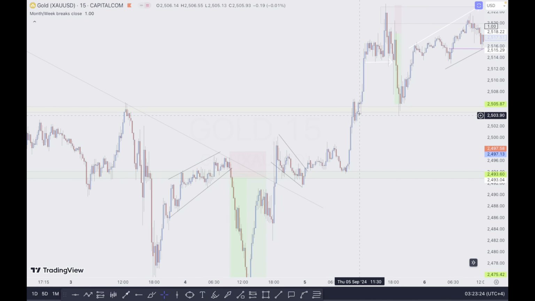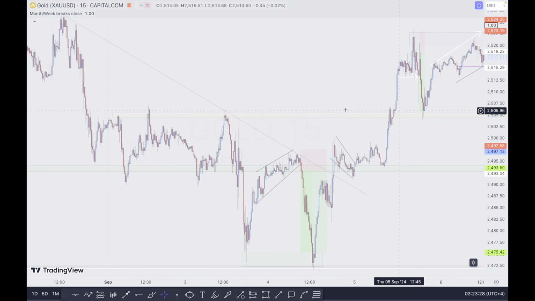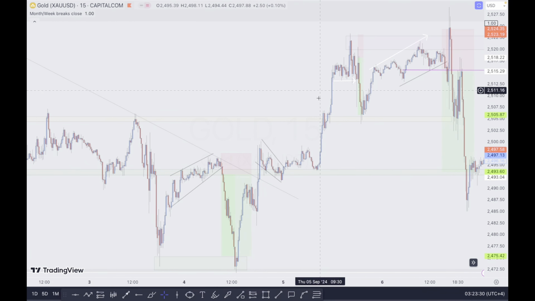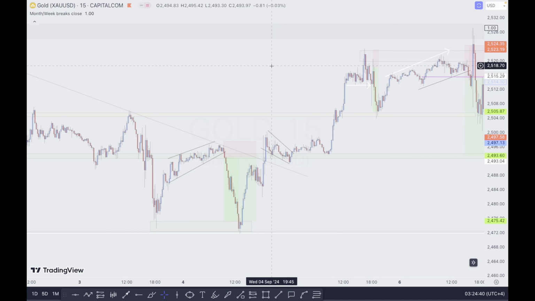So when I woke up, price was already somewhere here, and there was no way I would have entered right here. So I left this trade running. This is the second trade that was taken on gold as well, so I'm also gonna break that down.